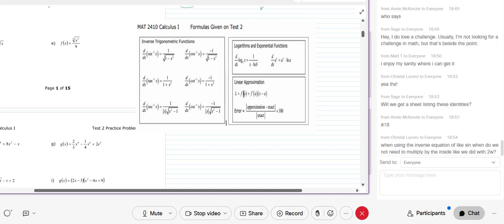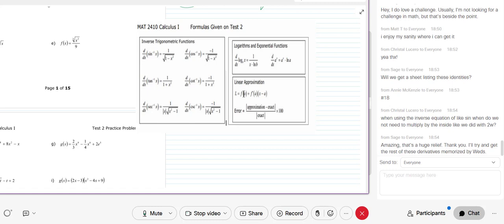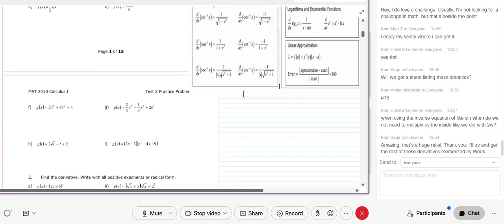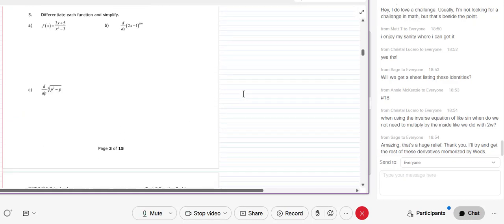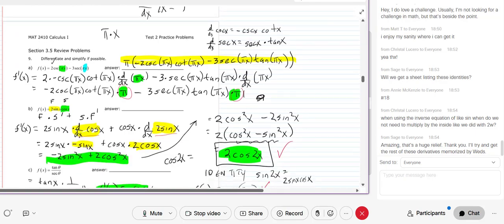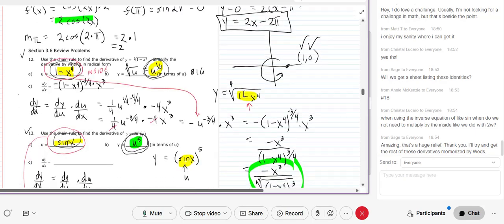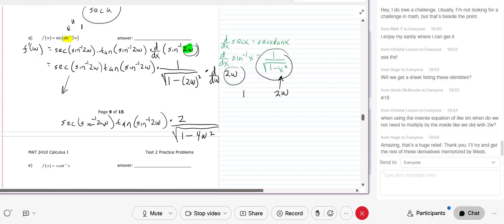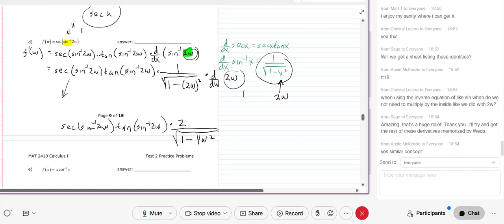Okay, let's see. So Annie's asking about 18. Crystal, when using the inverse equation of sine, when do we not need to multiply by the inside like we did with 2w? I'm not sure if I understand quite what you're asking on that. So let me get back to the problem that I just did. Okay, when do we not need to do that?